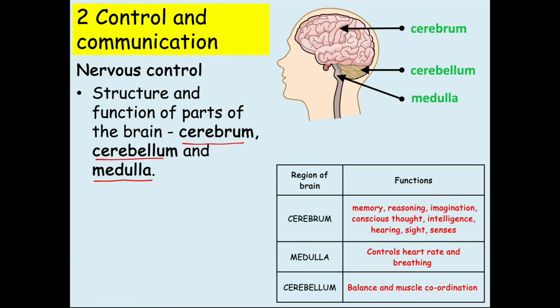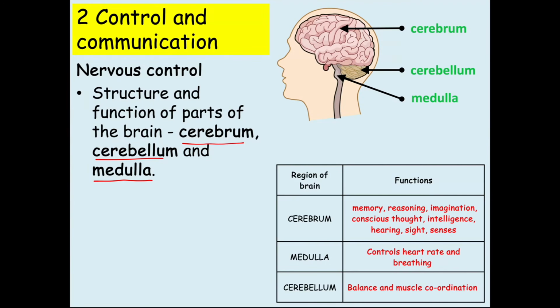Now, this large area here at the top, that's the cerebrum, and that is responsible for things like your memory, your reasoning, your imagination, your conscious thought, your intelligence, hearing, sight, and senses, and many, many more things beyond that. It has a huge number of responsibilities and is a very important part of our brain. We've also got a medulla, which is located here just at the top of the brain stem. And the medulla controls heart rate and breathing. Those automatic processes, which we don't need to think about consciously while we're asleep, for example. So the medulla is in control of that.